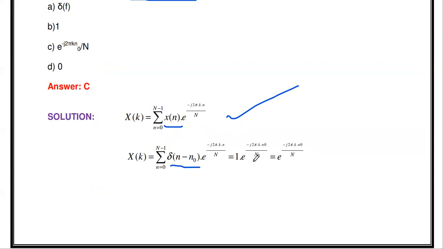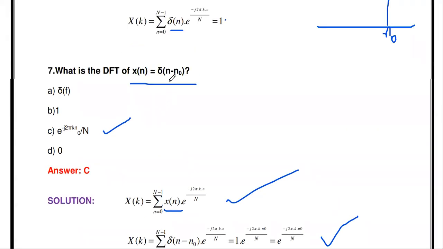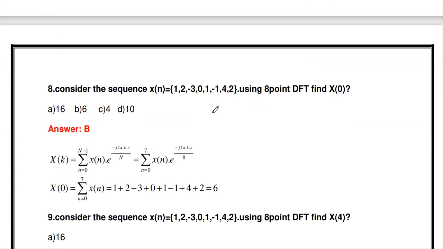What is del of n minus n naught? It is 1 at n equal to n naught. Only at the time n equal to n naught, this signal has the amplitude 1. So put n equal to n naught in this: 1 into e power minus j 2 pi k, instead of n, you just put n naught divided by n. So e power minus j2 pi k n naught by n is the answer. So e power minus j2 pi k n naught by n is the DFT of del of n minus n naught. Okay, so this is also an important 2-mark problem.